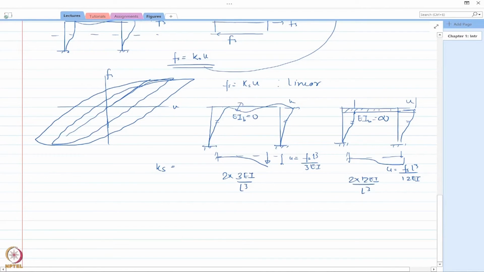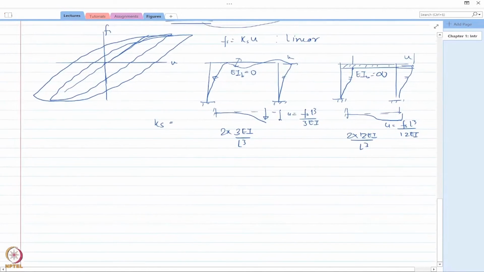Now in reality you can imagine that the situation would be somewhere in between. For that there is a way to derive the relationship, in terms of, let us say, the ratio of flexural rigidity of the beam and column, but we are not going to get into that. I'm just demonstrating two very simple cases. All right, so this is how the force and displacement relationship would be in this case.